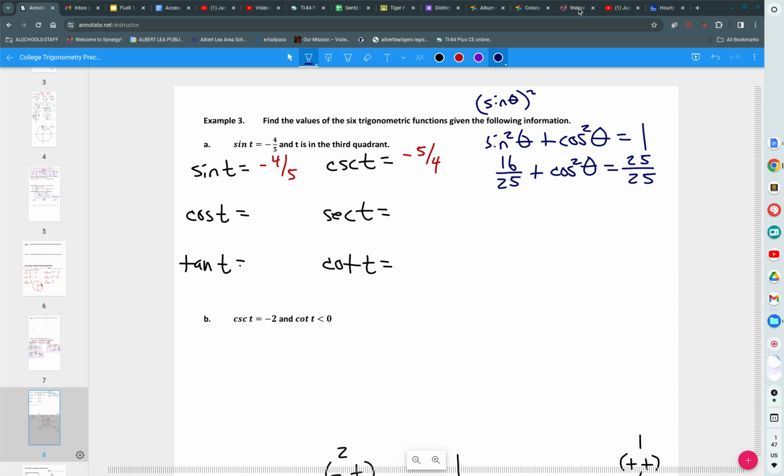Where did the theta by the sine squared go? Sine of theta is negative 4/5. So this doesn't go in for sine, it goes in for sine of theta. Got it. Goes in for the whole piece. Yeah.